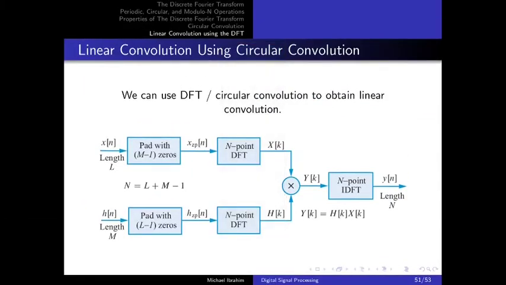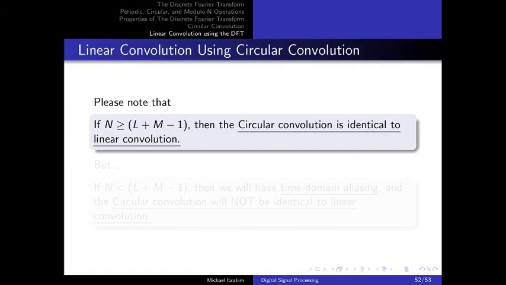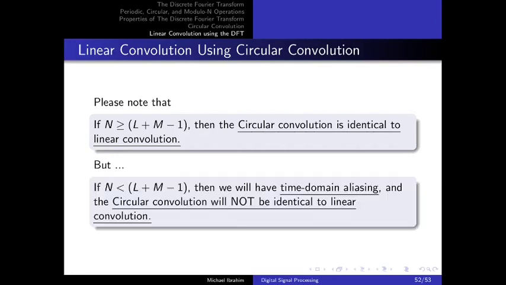So in order to do the linear convolution using DFT, we need to zero pad such that the new length is L plus M minus 1, then do the N-point DFT, multiply, and then do the inverse DFT. Please note that if N is larger than or equal to L plus M minus 1, then the circular convolution is identical to linear convolution, and hence you can perform linear convolution using FFT and IFFT. But if N is less than L plus M minus 1, then we will have so-called time domain aliasing, and the circular convolution will not be identical to linear convolution.